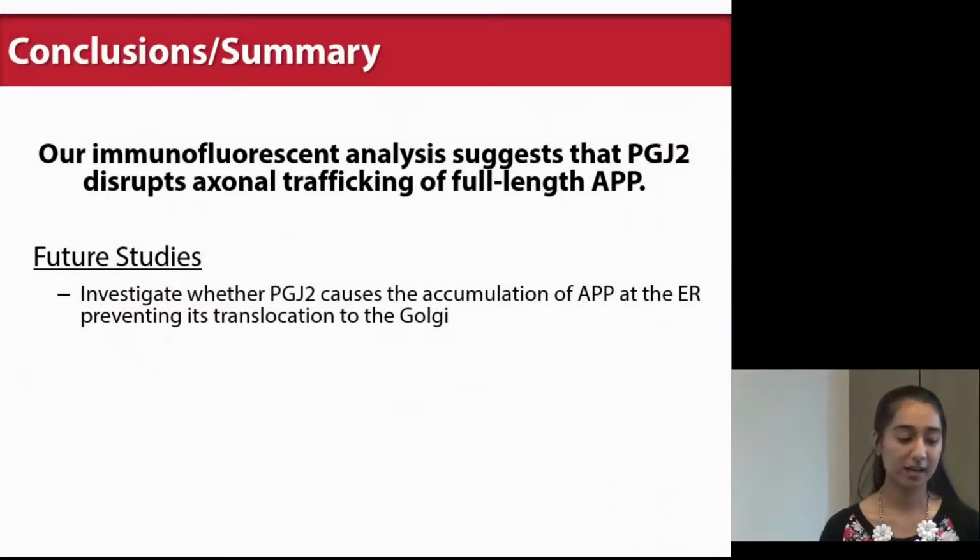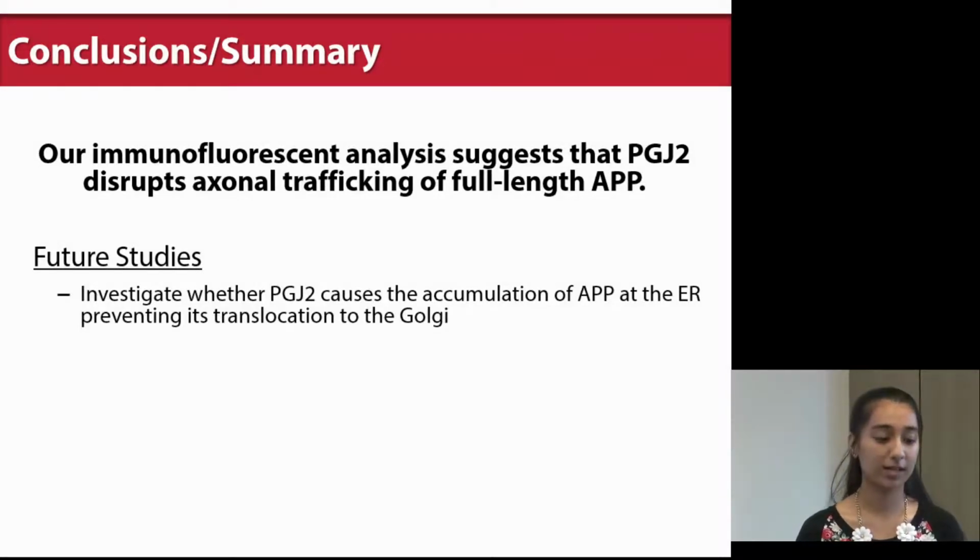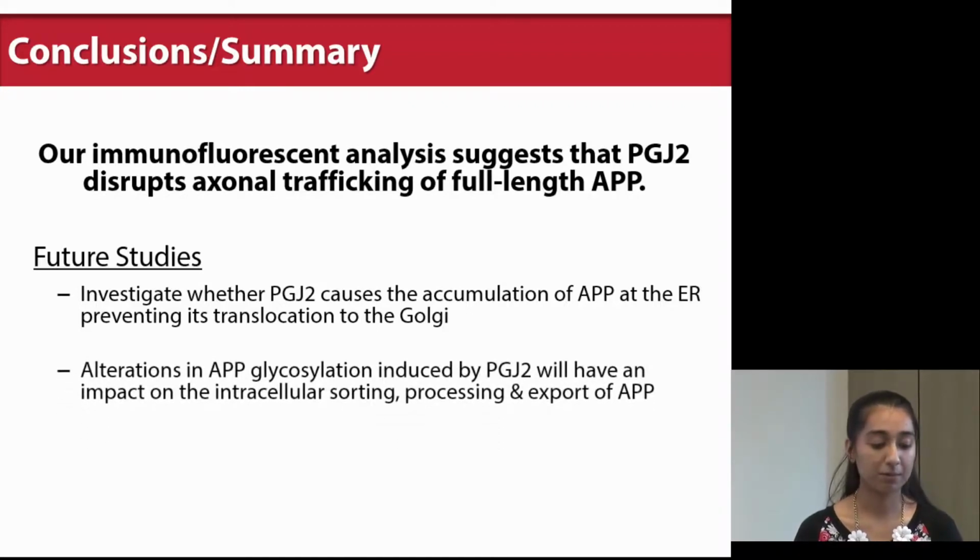So our conclusions in summary, our ICC immunocytochemical analysis suggests that PGJ2 disrupts axonal trafficking of full-length APP, and future studies include that we want to investigate whether PGJ2 causes accumulation of APP at the ER, which eventually would prevent its translocation to the Golgi, and we would be able to conduct this experiment through subcellular fractionation in order to separate the organelles. Alterations in APP glycosylation induced by PGJ2 will have an impact on intracellular sorting and processing and export of APP. We want to look into that even further.